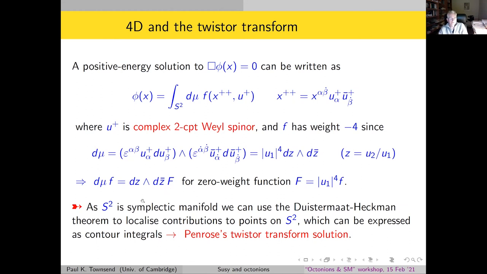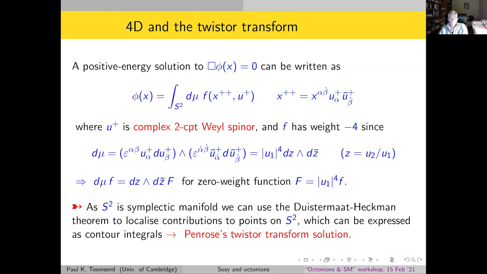And the point is that S2 is a symplectic manifold. So you can now use this Duistermaat-Heckman theorem. You can localize all contributions to points on S2. And then you can express those contributions from points on S2 as contour integrals around those points on the celestial sphere. And if you do that, you now have Penrose's twistor transform solution.